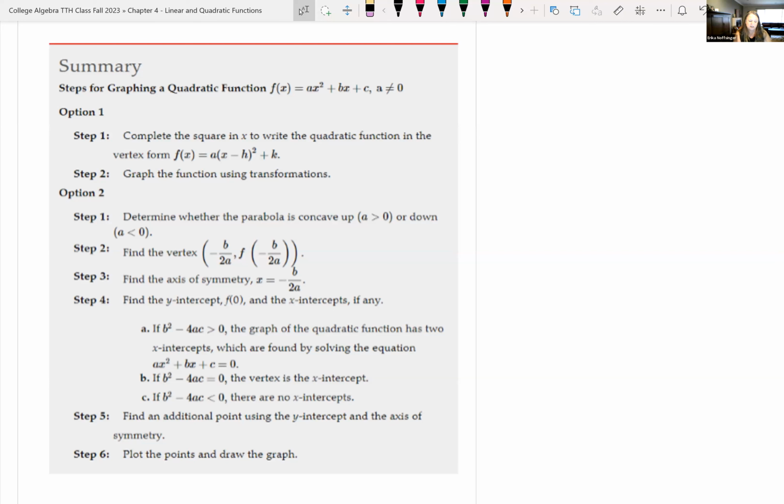Or you can determine what the vertex is by finding the x value of the vertex, negative b over 2a. Plug that back in for x to get the y value of the vertex. We can graph the vertex. We can determine if our graph is going to cross the x-axis by the value of a and where the vertex is, or you can use the discriminant to see if there are any x-intercepts. Y-intercept, plug in 0 wherever you see an x. There will be one y-intercept. We can find any additional points using the y-intercept and the axis of symmetry, and then we can plot our points and draw the graph.